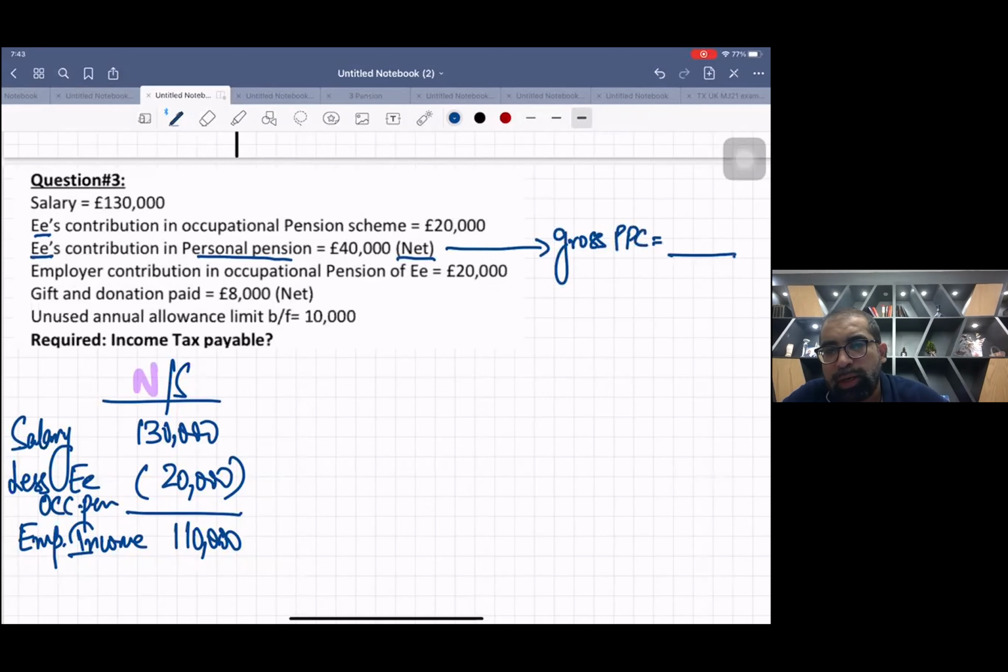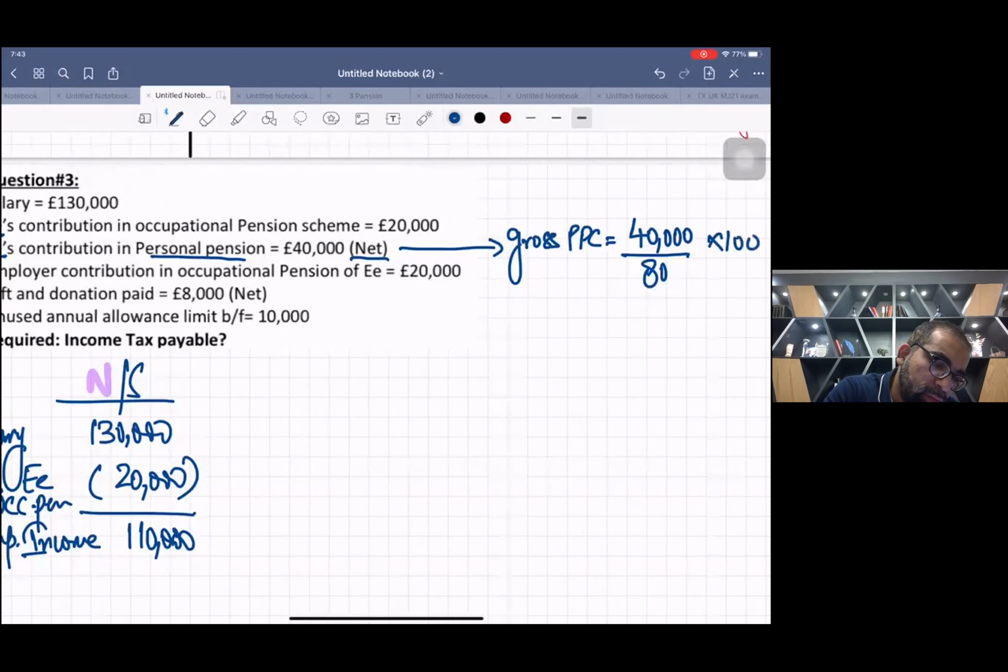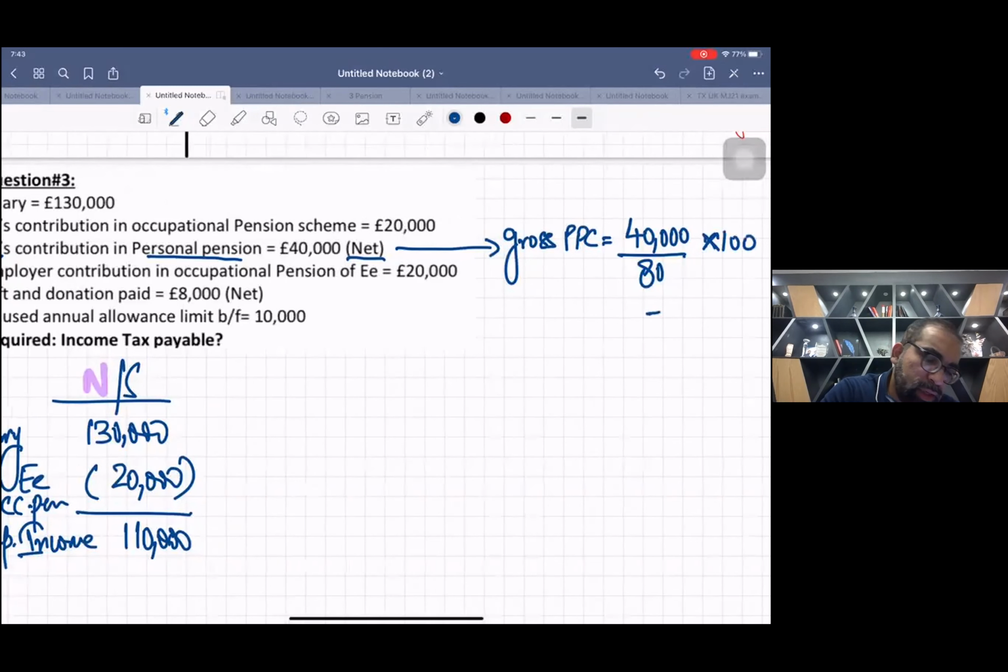You know, guys, how to calculate gross PPC? Simply divide by 80 times 100. So this is 40,000. 40,000 divided by 80 times 100. What is this? It's 50,000. Okay. So 50,000 is your gross PPC. Just for your knowledge.